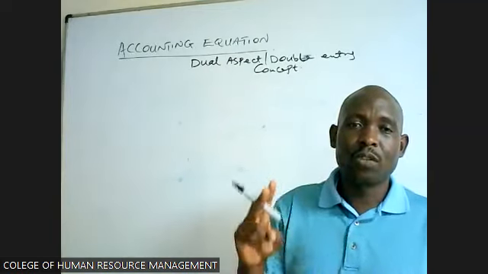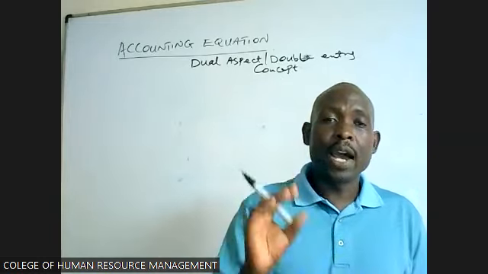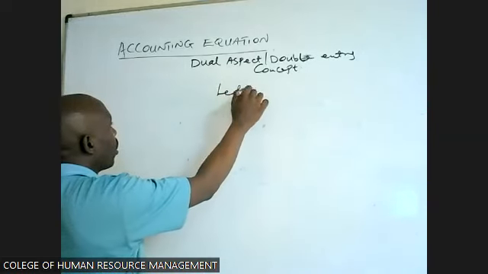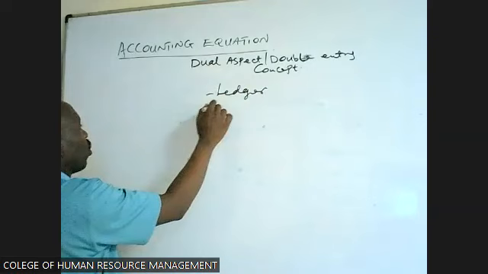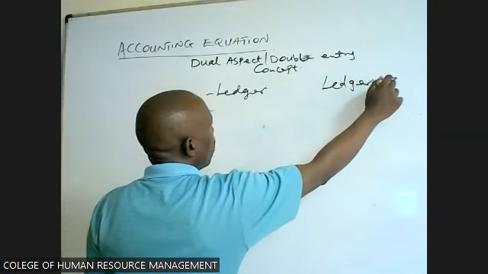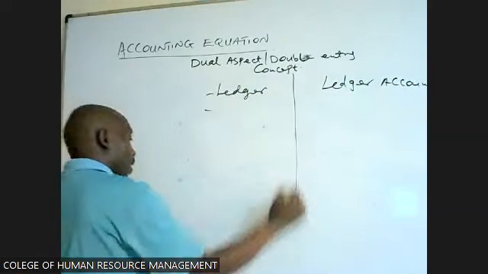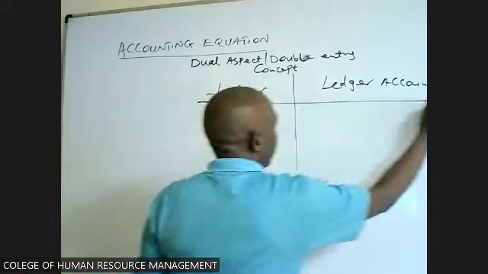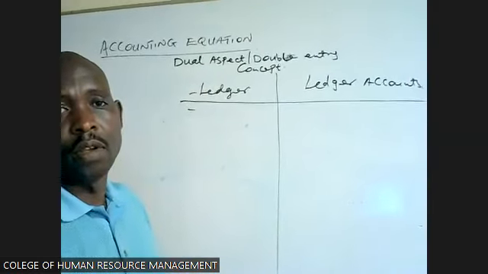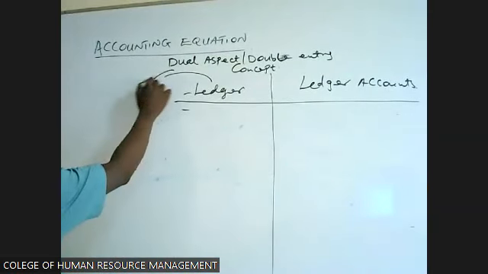And these two accounts, we normally refer to them as ledger accounts. So we have the ledger, and we have what we call the ledger accounts. Let me explain the meaning of the two. A ledger is a book. A ledger is simply a book.